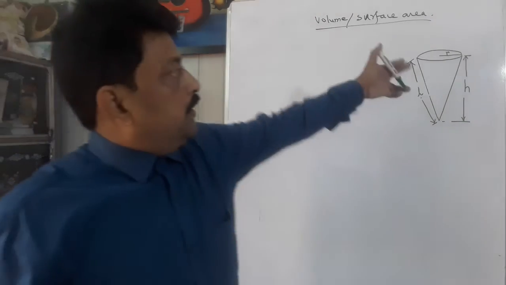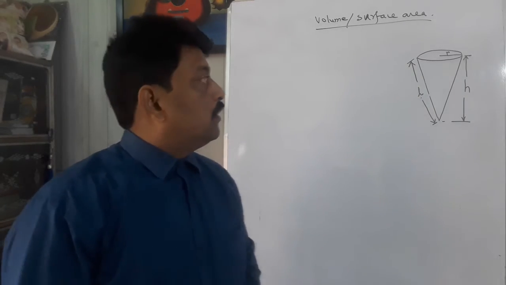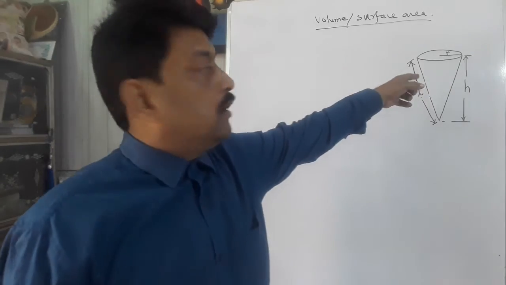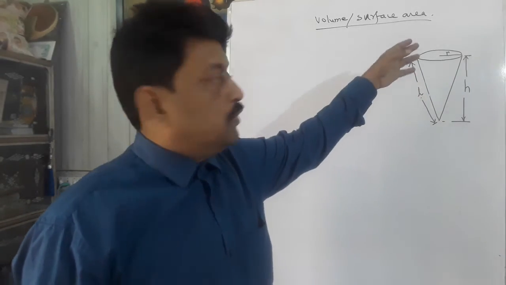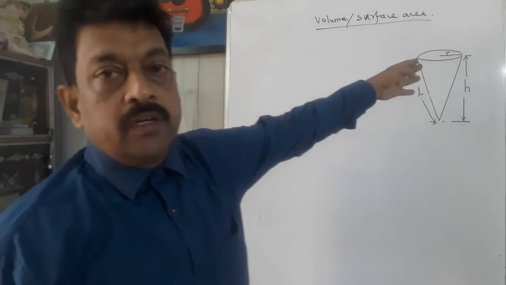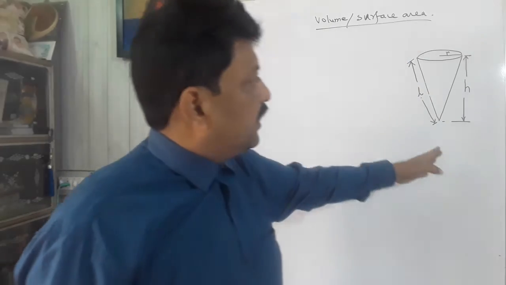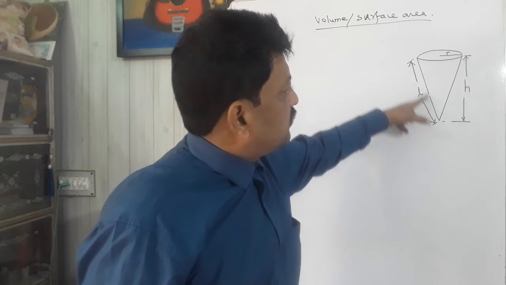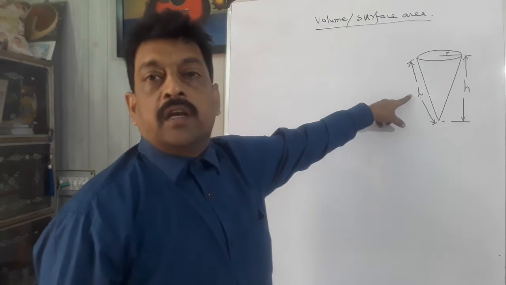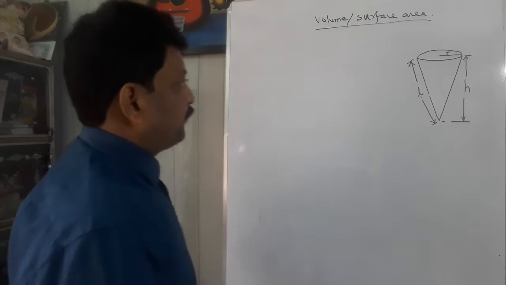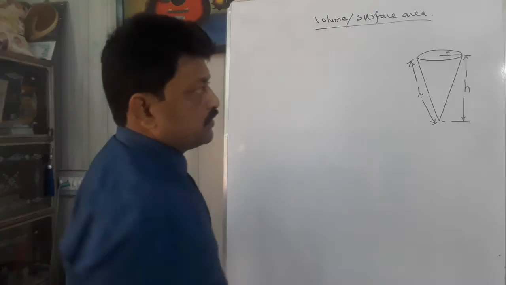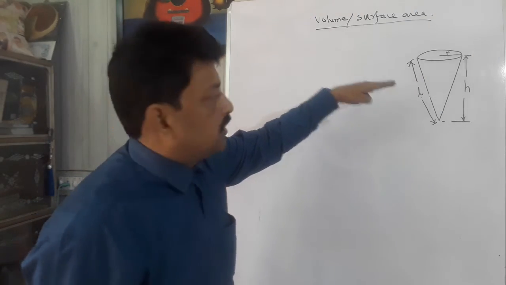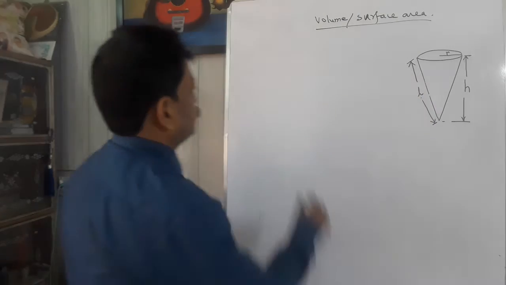In a cone, there are three types of dimensions. The radius, actually, the top is a circle, which has radius. Suppose the radius is r. Then the vertical height of the cone is taken as h, and this is known as the slant height, which is taken as L, small l. So it has two surfaces. One is the top flat circular face, and the other one is the curved surface.